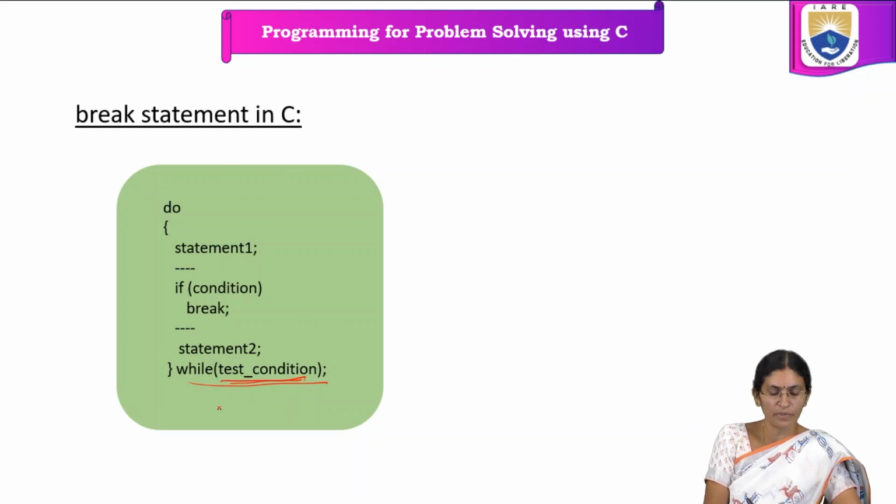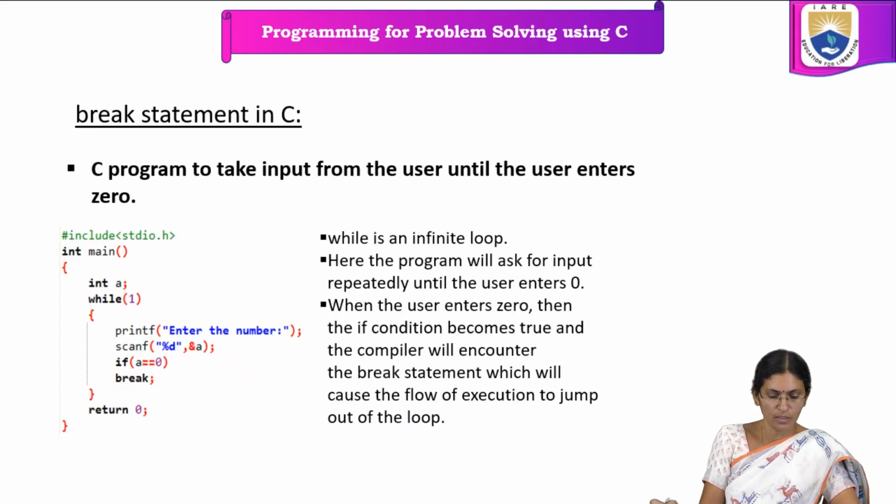So this do while loop will be executed when the test condition is true. So these statements will be executed repeatedly when this condition is true. When the compiler sees this if condition followed by break, and the condition evaluates to true, then control is transferred to this break. Whenever the compiler sees break, control is transferred out of the loop. So in this way, we can make use of the break statement in a do while loop.